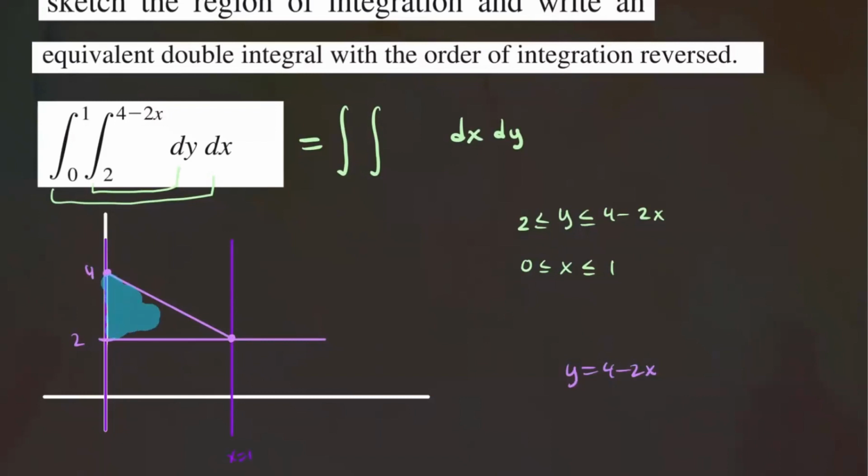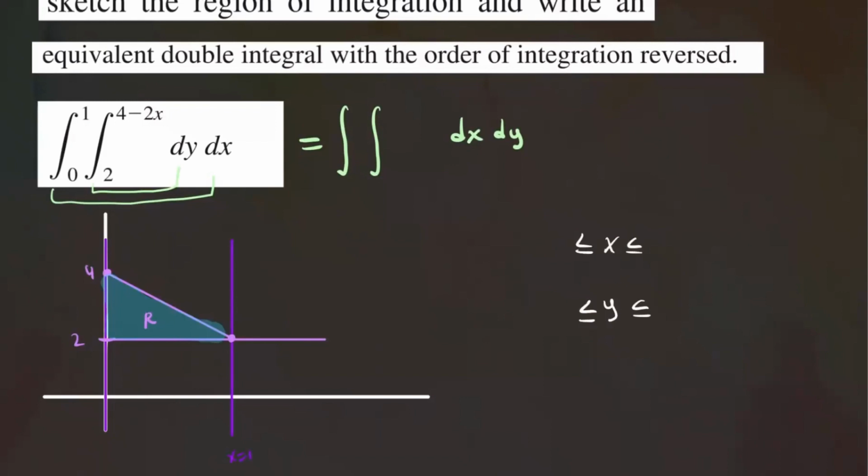It's bounded by all of these curves. So this is what we're looking at. This is our region R. Now we want to integrate over this region, but we're going to reverse the order of integration, meaning we want to integrate along x first and then y. So here's how we're going to do this. We need to find new bounds for x and y.